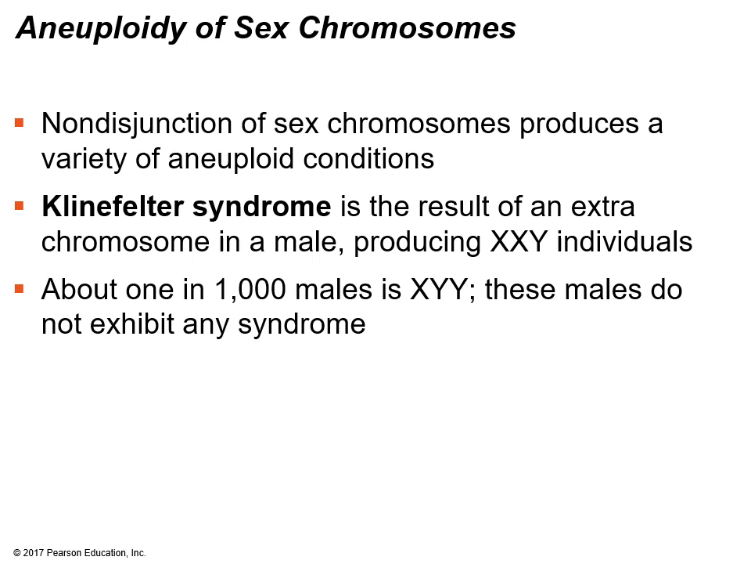Non-disjunction of sex chromosomes produces a variety of aneuploid conditions. Klinefelter syndrome is a result of an extra chromosome in a male producing XXY individuals. About 1 in 1,000 males is XYY. These males do not exhibit any syndrome. So non-disjunction of the sex chromosomes can result in different syndromes as well.